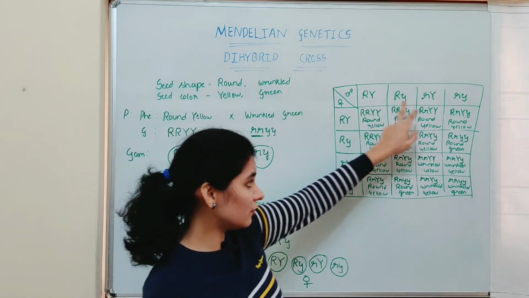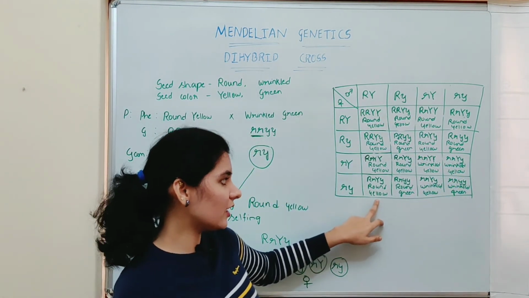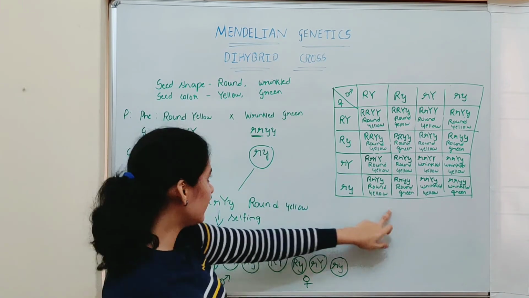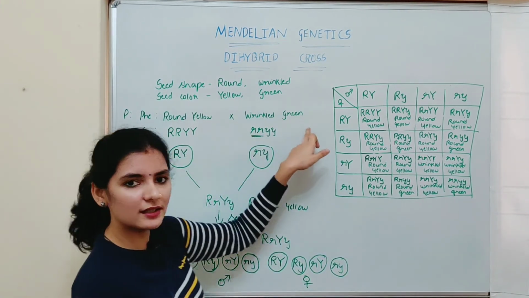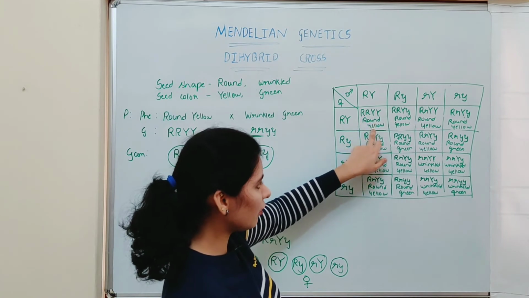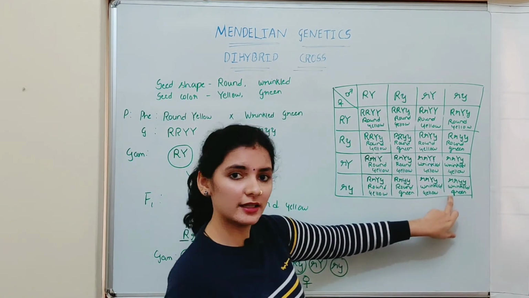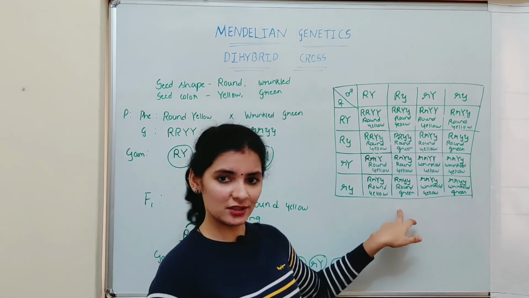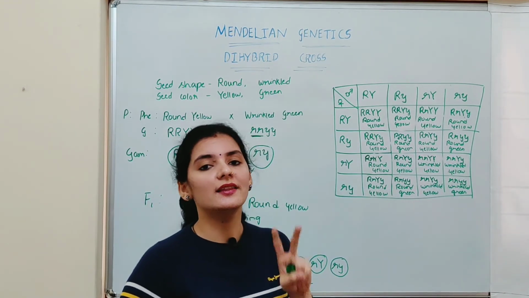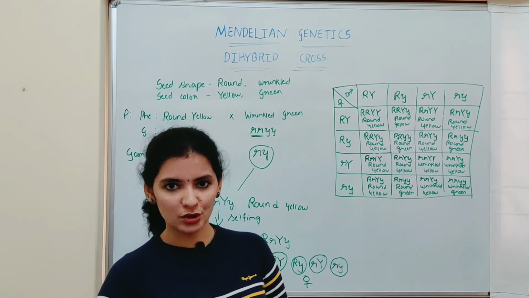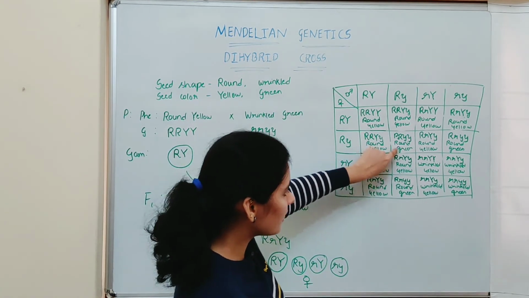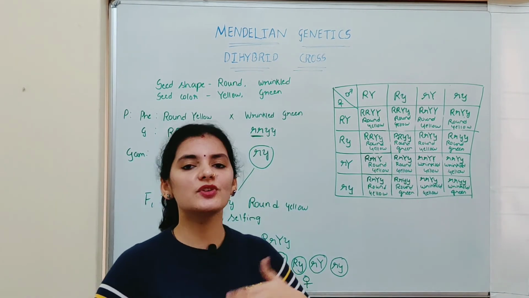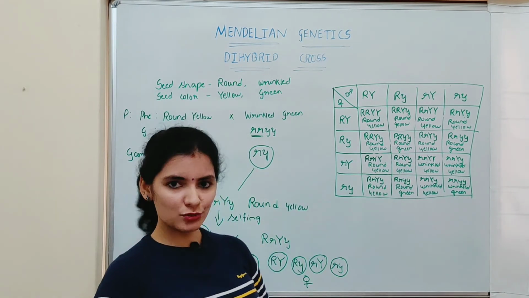So when you observe the phenotype of this F2 plant, you can see both the parental characters have reappeared. The parental characters are round yellow and wrinkled green. So you can see round yellow plants as well as wrinkled green. So both the parental characters reappeared in the F2 generation. Apart from that, there are two non-parental characters also, like round green and wrinkled yellow. So these are the non-parental characters which appeared in the F2 generation.